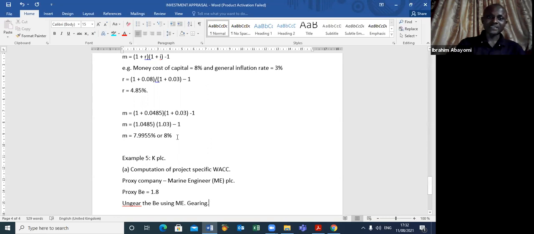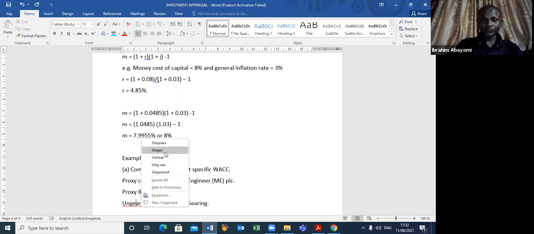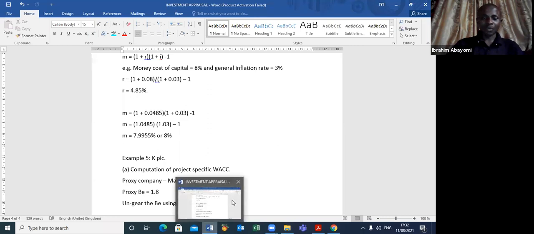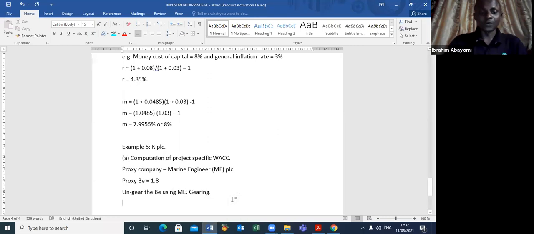Because it is MEPSC that is having this beta. So if you want to ungear it, you need to use MEPSC gearing. You cannot be ungearing MEPSC beta and you are using KPSC beta. No, you have to use the information of the company that is having the beta. So having said this, let's go and state the formula for ungearing.